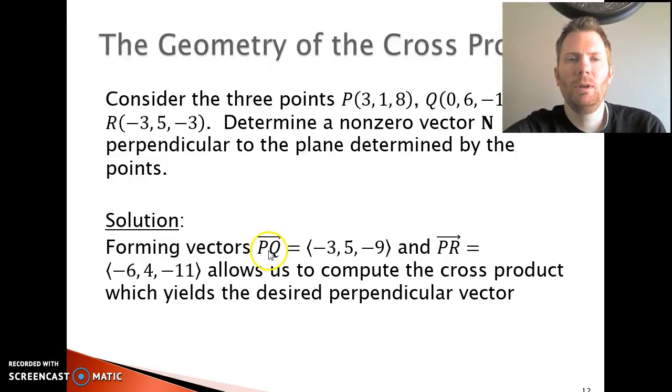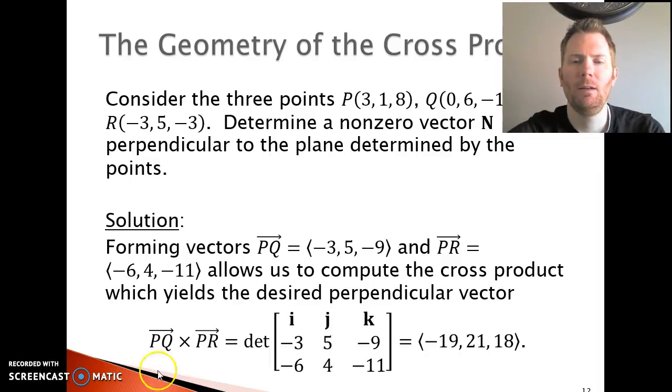Okay, we can get our normal vector basically by creating 2 vectors in the plane and then crossing them together, because that new vector will have to be perpendicular to the original plane. So I form PQ and PR here. Remember how to form those. PQ is just 0 minus 3, 6 minus 1, and negative 1 minus 8. And then PR, similar process. And if we compute the cross product for those two, we will get a perpendicular vector.